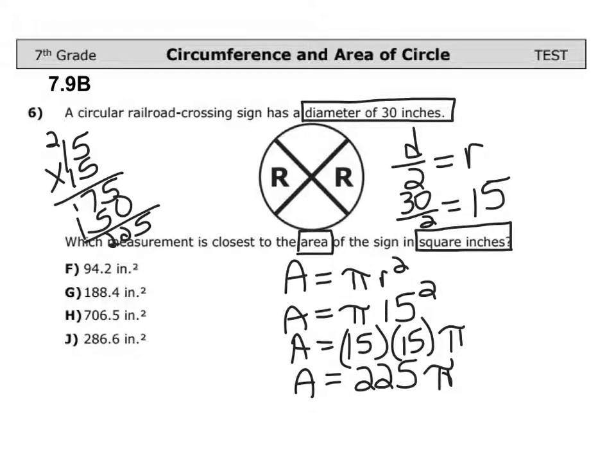So let's look at my answer choices. There's no pi symbol, so that means I'm going to have to multiply by 3. I'm going to use 3 just to estimate, because I noticed that my answer choices are not that high. But just looking right now at 225 pi, you could eliminate F and you could eliminate G. So now it's between H and J. Let's go ahead and multiply 225 times 3.